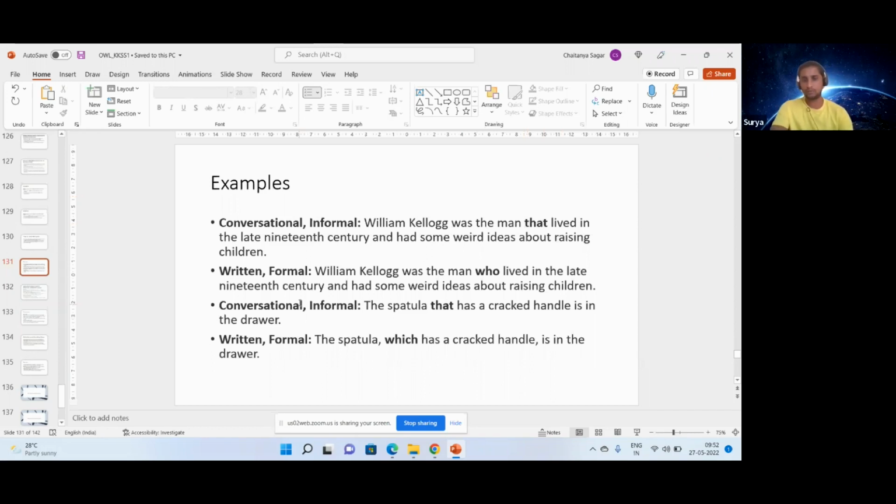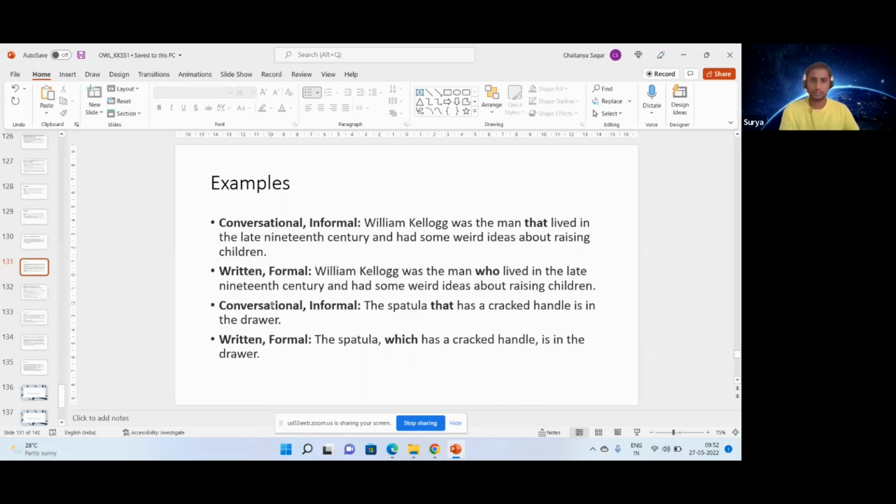But in written or formal English, we would say, William Kellogg was the man who lived in the late 19th century and had some weird ideas about raising children. So who is talking about the person. The moment you see who, you know this is referring to a person. It gives more adequate clarity to the reader without any confusion.